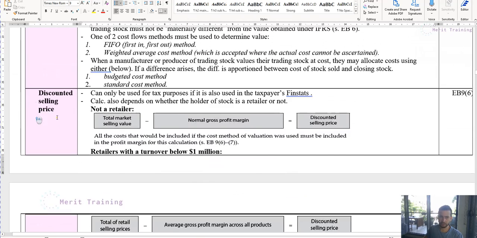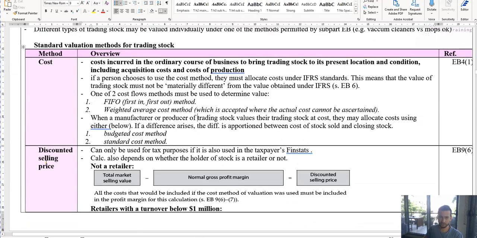So the next method of valuation is the discounted selling price. This can only be used for tax purposes if it's also used in your taxpayer's FinStats. So for trading stock, there's a lot of correlation between financial reporting and tax, which is quite unusual. Generally, there's no distinct correlation between the two. And if you report something for financial, it doesn't really matter for tax purposes because you have to follow whatever the legislation is. But for trading stock, it is weirdly specifically linked to financial reporting as well. So you can choose another method if you want, but you can only choose this particular one if the taxpayer also used it in their FinStats.